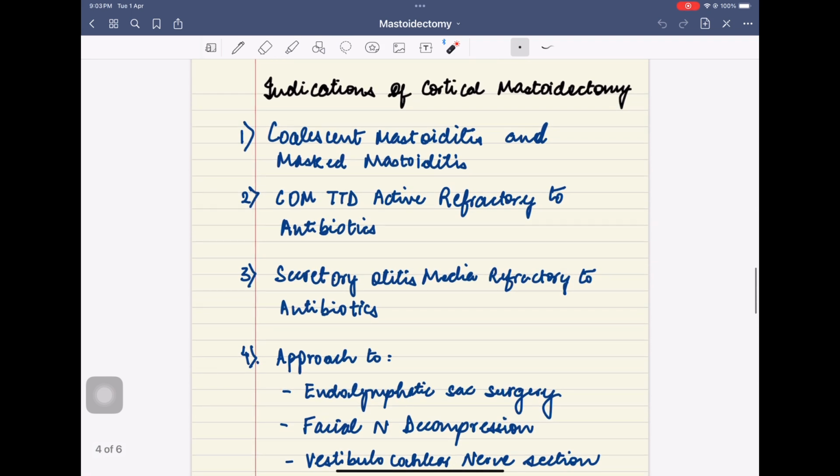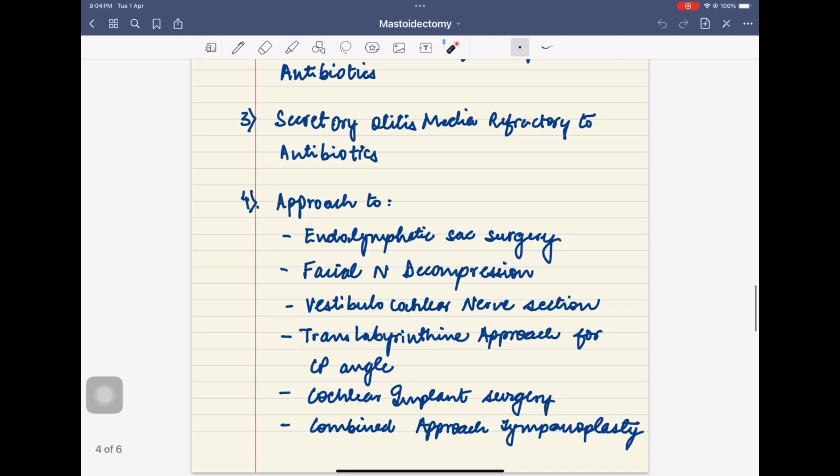Now, what are the indications of cortical mastoidectomy? First, coalescent mastoiditis and masked mastoiditis. Second, COM tubotympanic disease, active, refractory to antibiotics. Third, secretory otitis media, refractory to antibiotics.